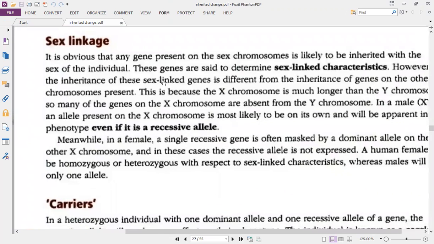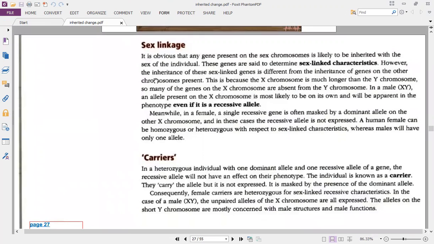We need to move on to sex linkage. Sex linkage actually means that there are traits which are inherited on the sex chromosome, and they might not necessarily be linked with the genes of gender, but they are present on the sex chromosome.